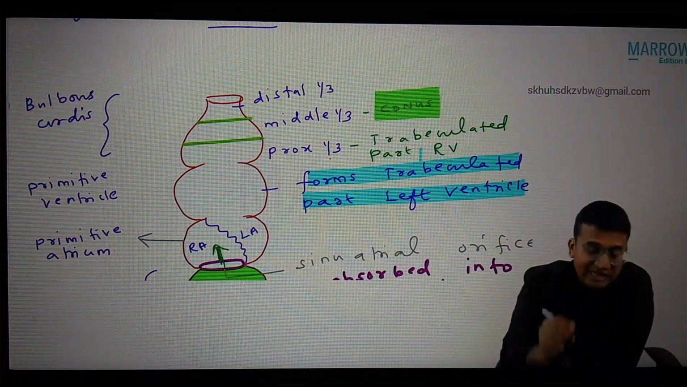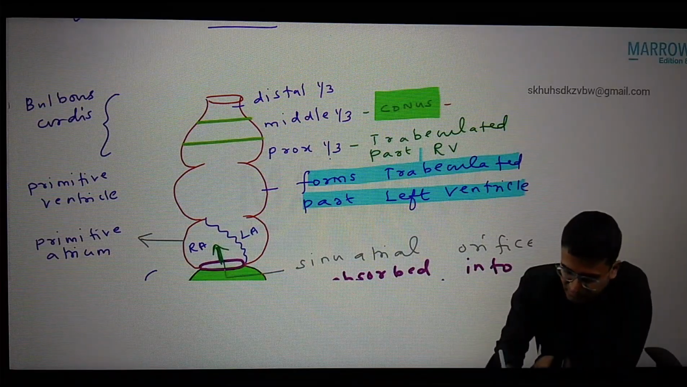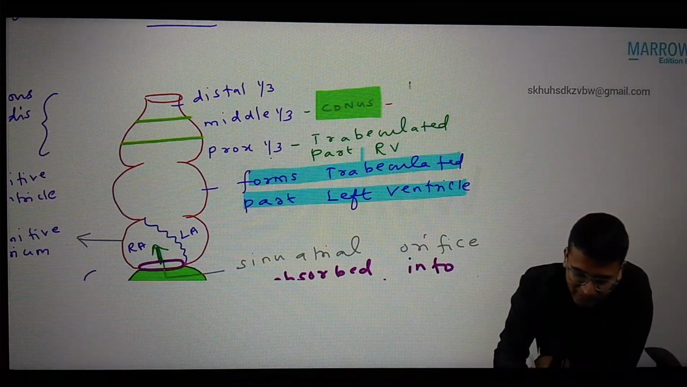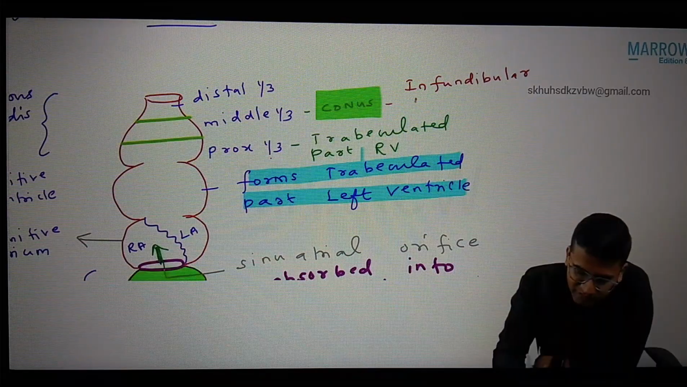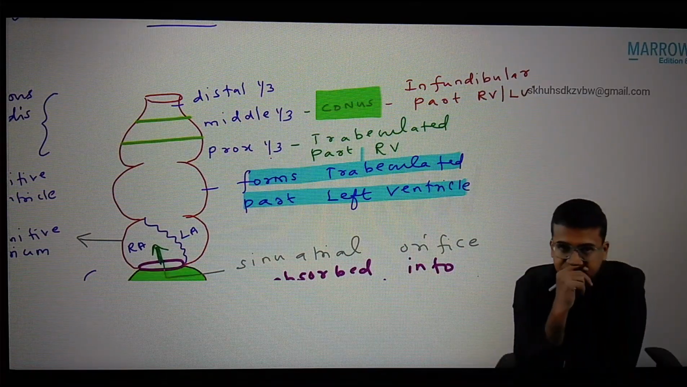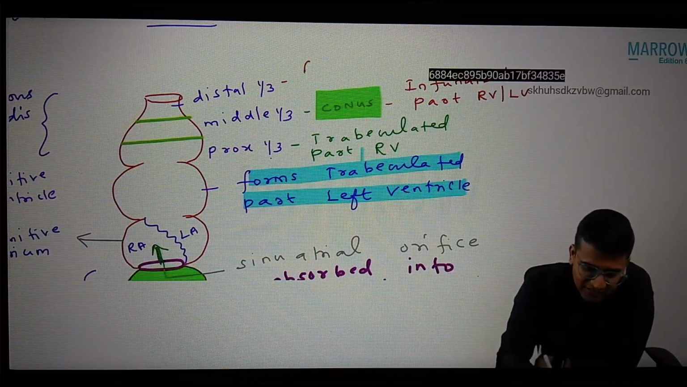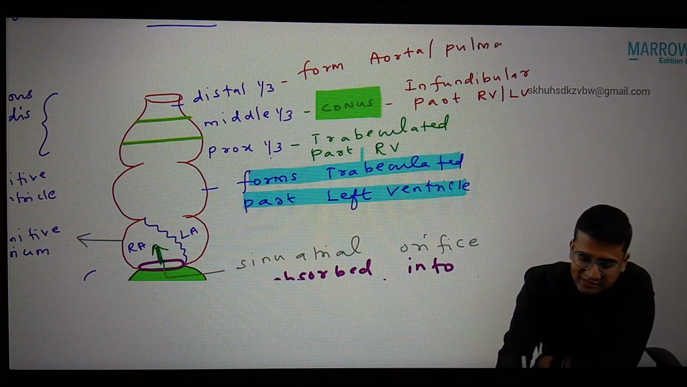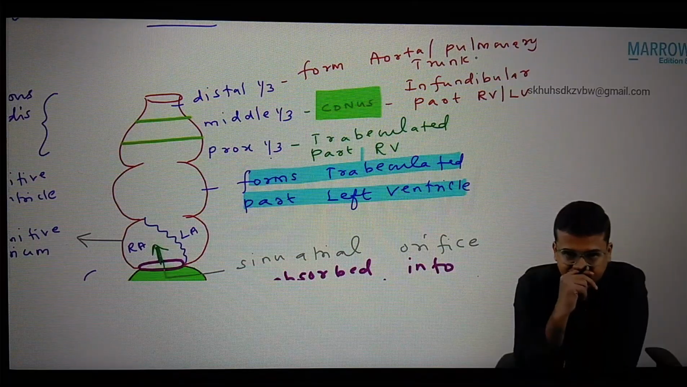Now, the conus part is forming the infundibular part of both the right ventricle and the left ventricle. Okay. Right. Now, the distal 1/3 forms the aorta and the pulmonary trunk.